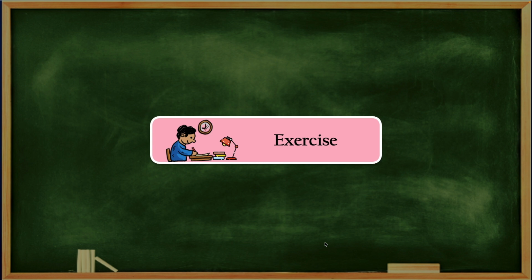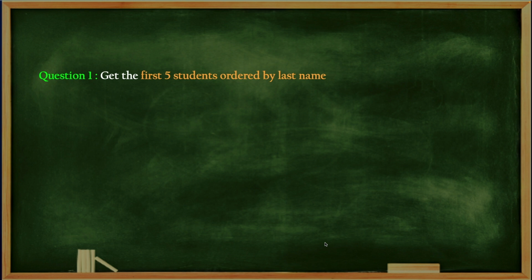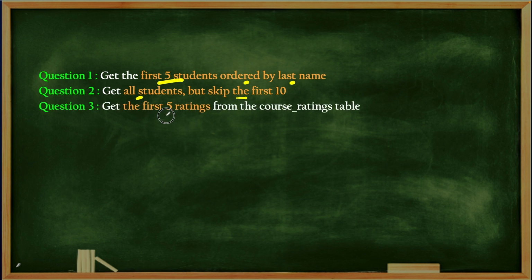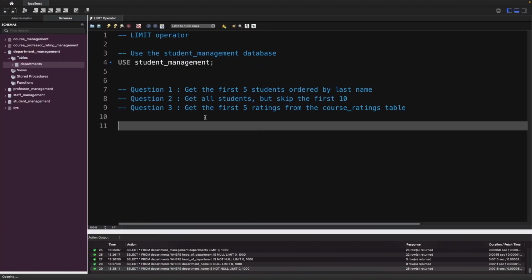In this exercise, we're going to use the limit operator. Question number 1 is get the first 5 students ordered by last name. So we're going to get the first 5 students in our results, and those are ordered by last names. After that, we are going to get all students but skip the first 10. And question number 3 is get the first 5 ratings from the course rating table. So these are the 3 different questions we are going to solve in this exercise. Let's do this.